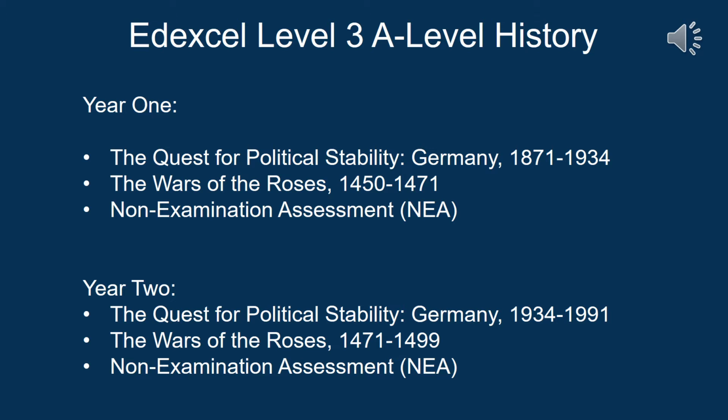So for example, in year 1, we do Germany from 1871 to 1934 and Wars of the Roses from 1450 to 1471. We also start your non-examined assessment. In year 2, we do the second half of Germany from 1934 to 1991 and the second half of Wars of the Roses from 1471 to 1499, and we finish off your non-examined assessment as well.